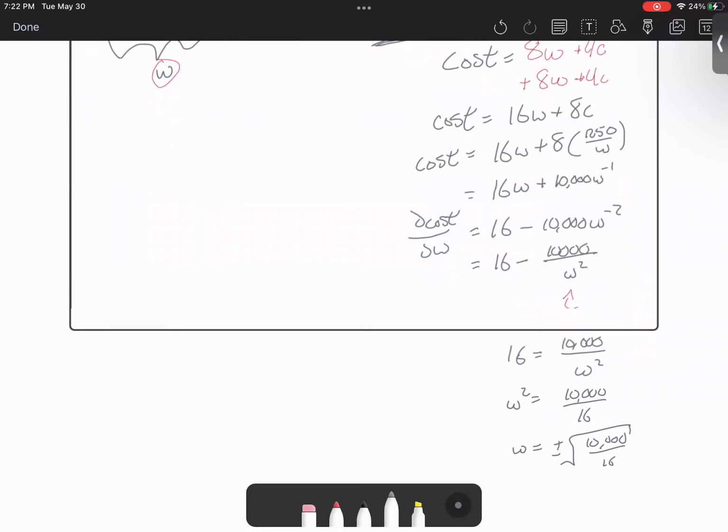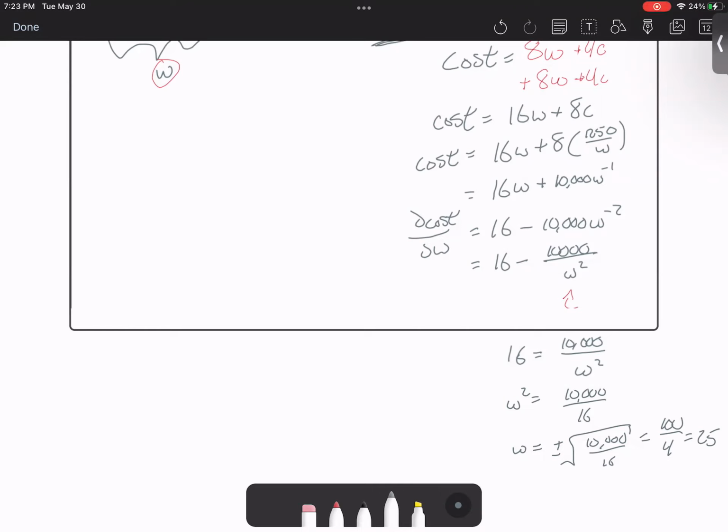All right, so let's give ourselves an approximation to this. Oh wait, I think both of these are nice squares. The square root of 10,000 is just 100. Square root of 16 is a 4. So when W is equal to 25, that's a critical value for my cost equation. It's a 0 of my first derivative. So I might have a minimum or a maximum there. I don't know at this point.